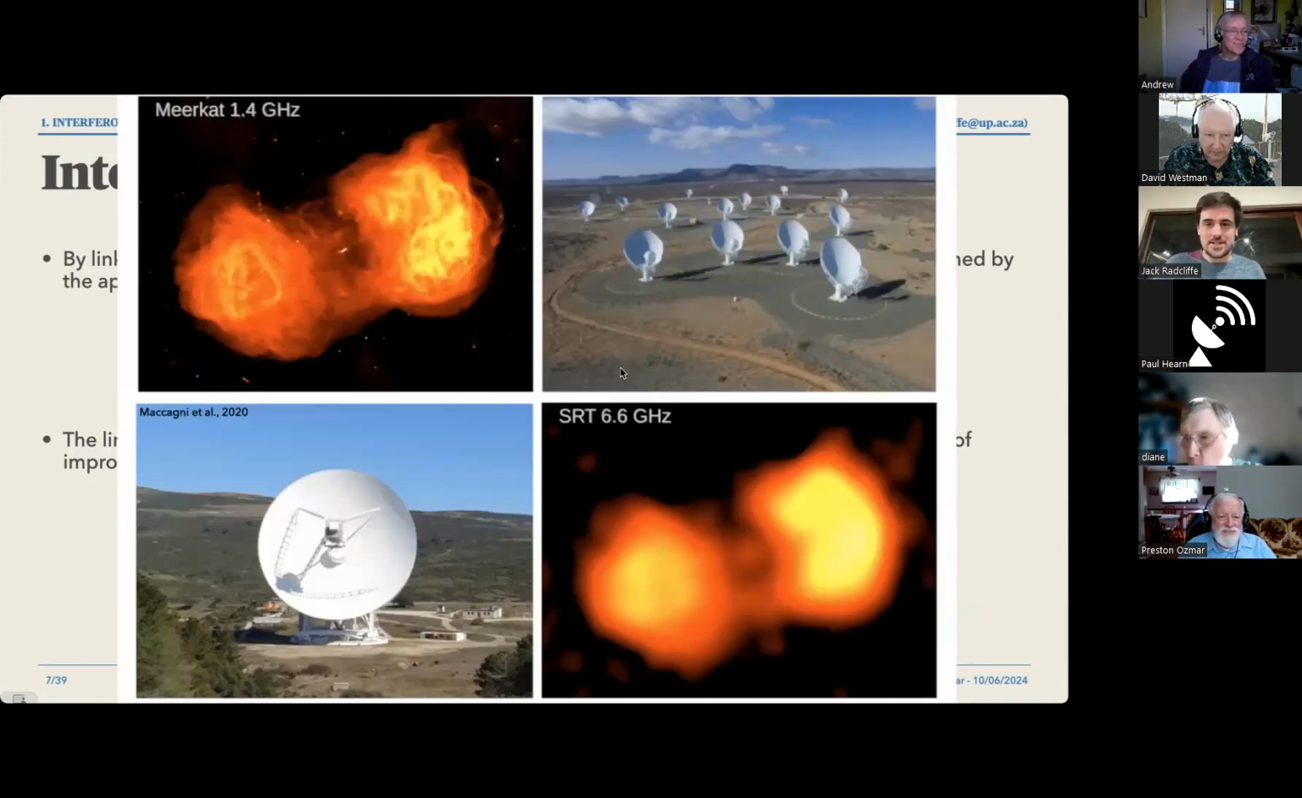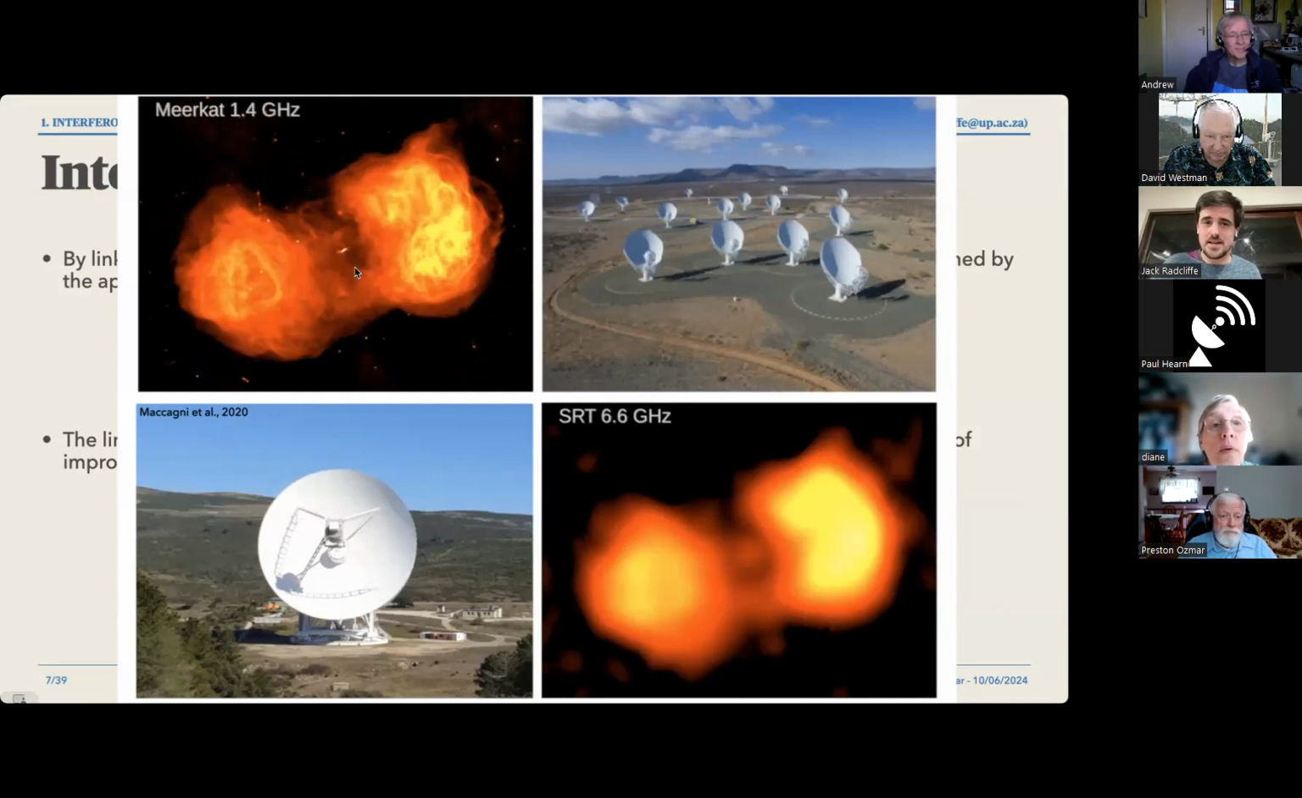So by doing interferometry, of course, we can get this. This is the comparison of image fidelity that you get. This is MeerKAT, our telescope in the Karoo Desert, 64 antennas here in South Africa. It's a beautiful place, but it's really, really cold and really, really dry. But you can make these amazing fidelity images.